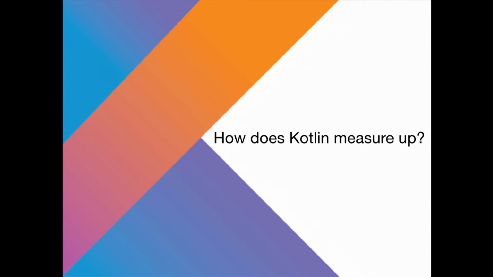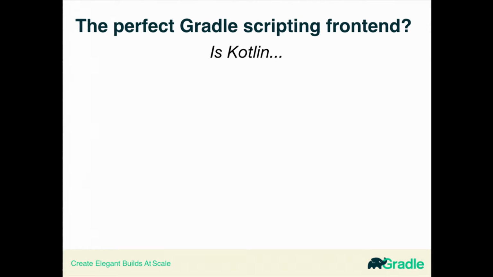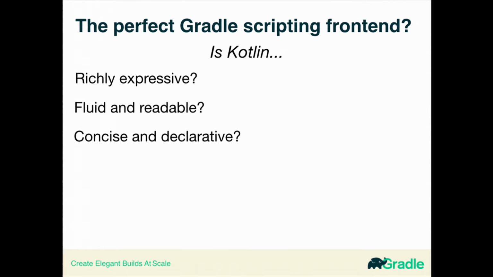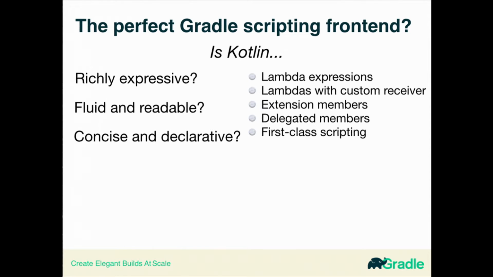Okay, so how does Kotlin measure up to that standard? You guys will be the judge of that, right? But this is, again, some of the thinking that we were going into as we tried to answer this for ourselves. So is Kotlin richly expressive and fluid and readable and concise and declarative? Well, like you saw in Dimitri's talk this morning, when you put together all of these language features, of course, it has lambda expressions, but it has lambda expressions without parentheses if you don't want them.